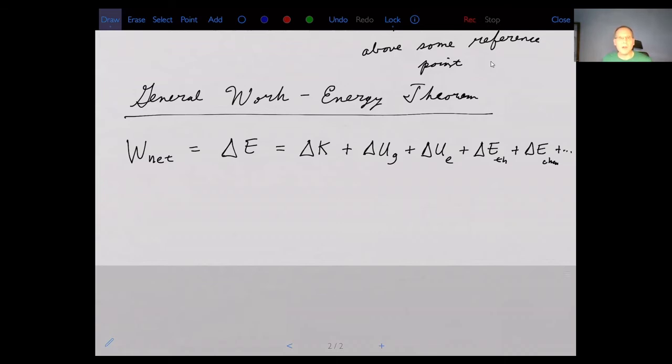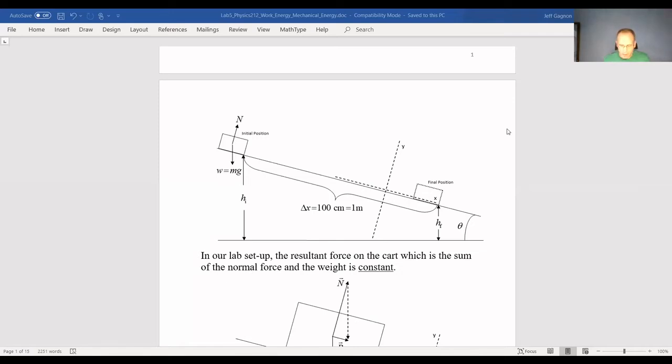Okay, so in the first part of the lab, let me go back to the handout. In part 1 of the lab, basically we're going to have a cart which is on the air track. So here's the cart. It's on an inclined air track. It starts at rest at some initial position, and we're going to release it from rest. It's going to accelerate down the air track, and eventually it'll pass this final position, and it will have undergone a displacement along the track of 1 meter, right? 100 centimeters, which is 1 meter.